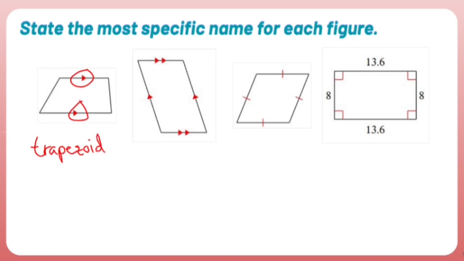Now, there's different types of trapezoids. There's a right trapezoid. That's if you have a trapezoid that creates a right angle. That doesn't happen here. What's next? Well, we've got one pair of parallel sides. We've got two pairs of parallel sides. This would be a parallelogram.